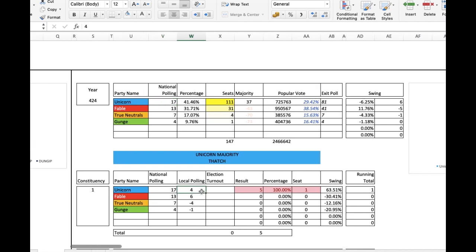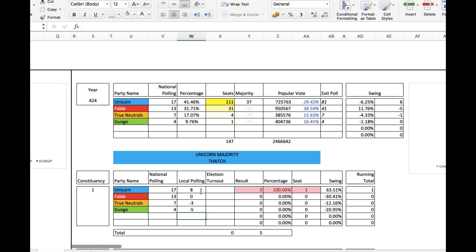So local polling, I take the polling from last time, toss a coin, so here, let's see, plus, heads, d6, 4, so 4 plus 4, 8. 6, toss the coin, minus, roll a d6, 6, so that goes down to 0. Toss a coin, plus d6, 1, so that goes to -3. Gunge, toss a coin, minus 4, so that goes to -5.